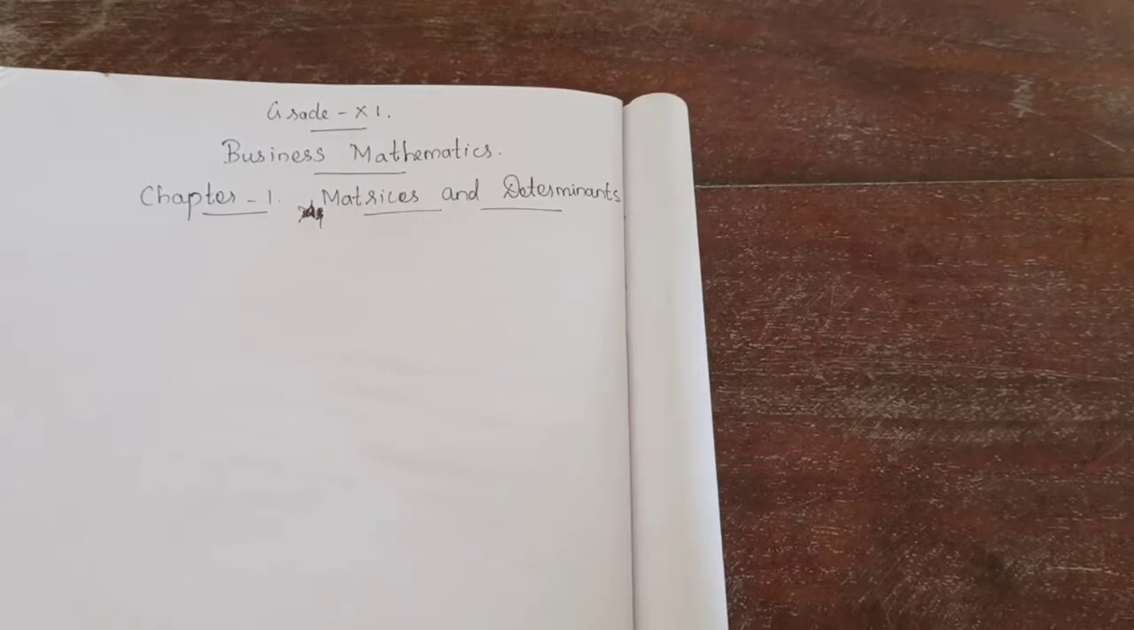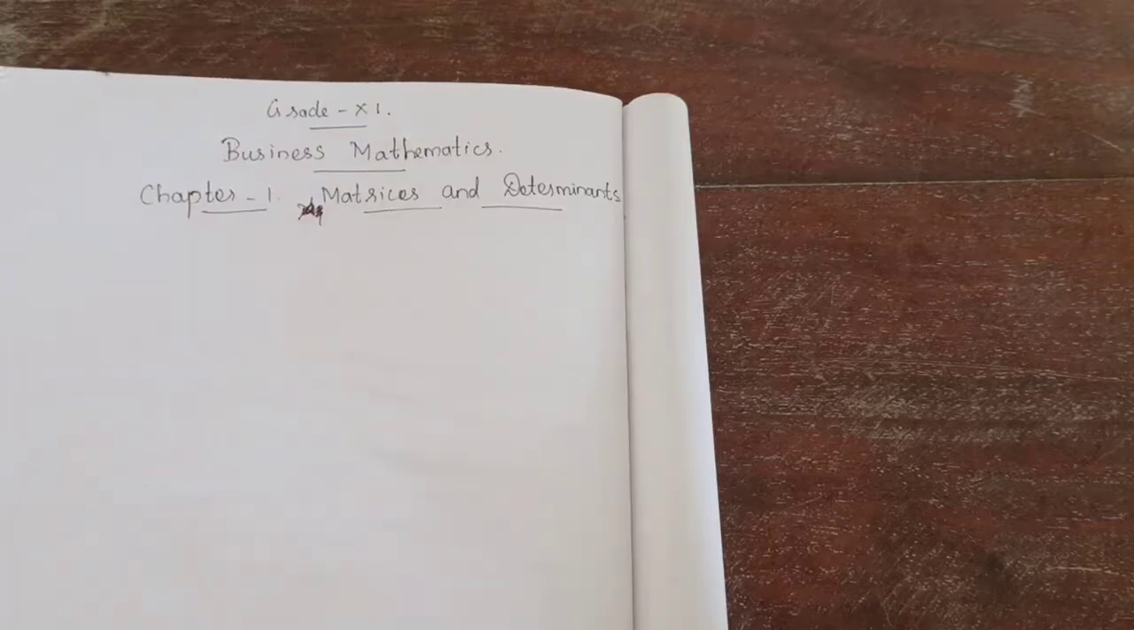Let's start chapter 1. The chapter name is matrices and determinants. Matrices are not new for you. In 10th grade you learned one section fully about matrices: how to add matrices, how to multiply matrices, and how to multiply by a scalar. You learned everything last year, and we are going to recall the same things now. But determinants are new for you. I will explain what determinants are.